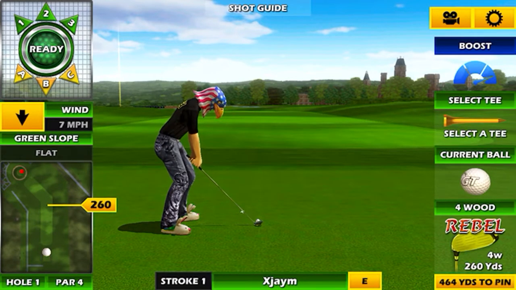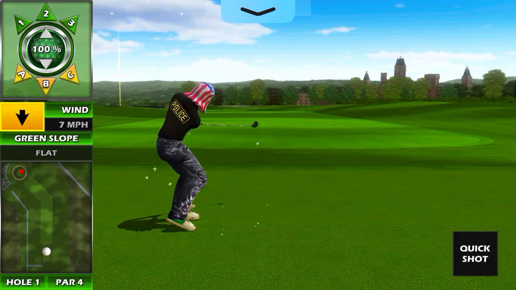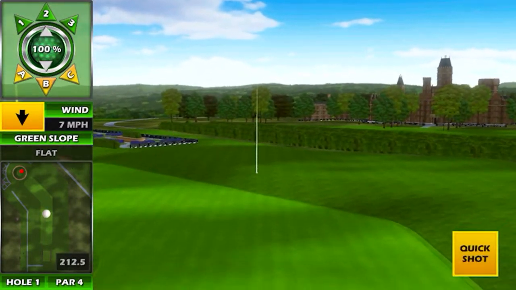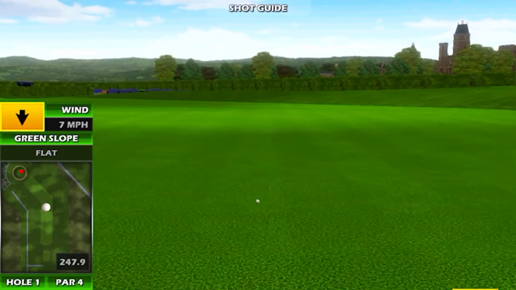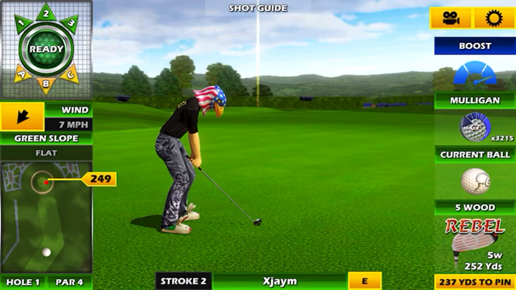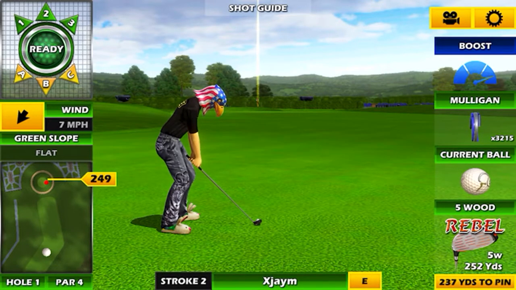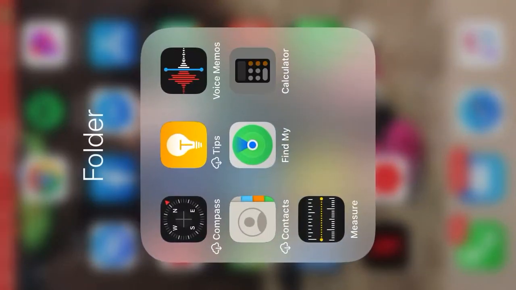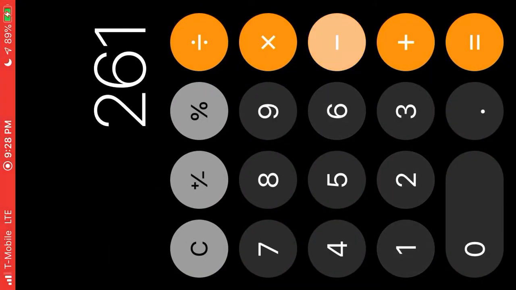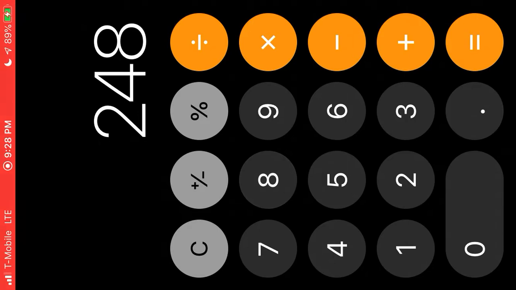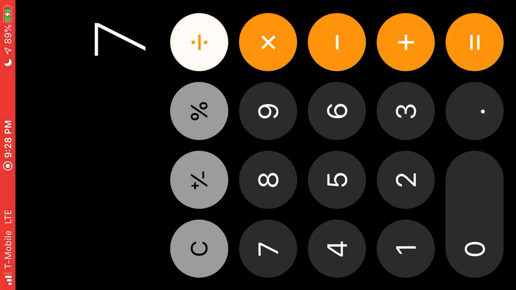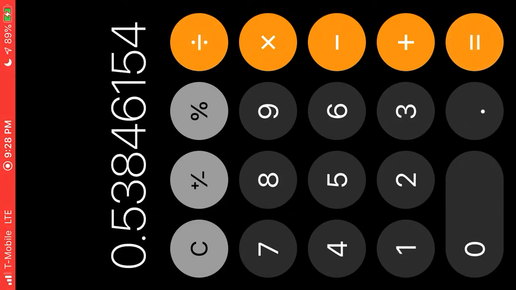We know it goes right at 260. We're going to hit a naked ball out there, and we get 248. I think, what was it, 261 before? So 261 minus 248 is 13. We had a 7-mile-an-hour wind. We're going to divide 7 by 13. We're at 54%. So we know that our club factor, our wind factor, our slope factor for the 4-wood is 54%.